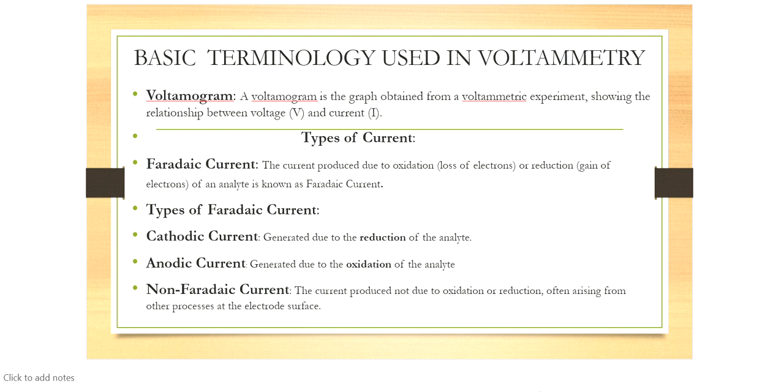And basically there are two types of current generated during voltammetry experiments. One is Faradaic current and another is non-Faradaic current. So Faradaic current is produced due to the oxidation or reduction of an analyte. There are two types of Faradaic currents. One is cathodic current and another is anodic current. So cathodic current is a current generated due to the reduction of analytes, and the anodic current is the current generated due to the oxidation of analytes.